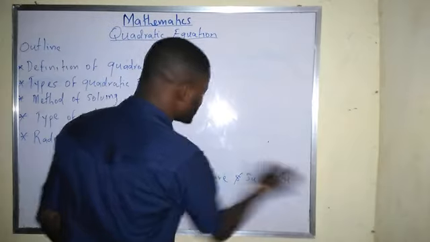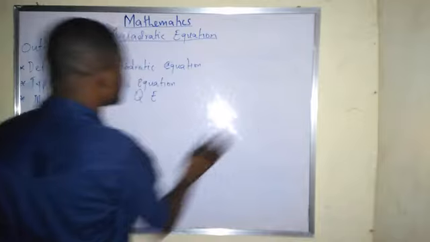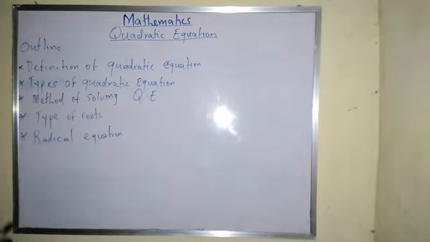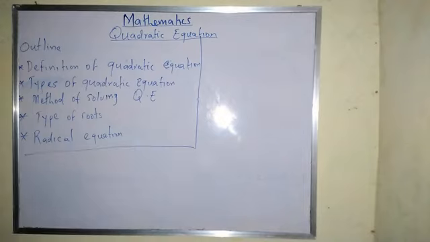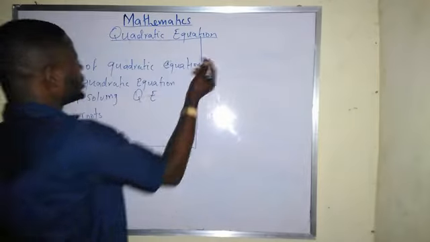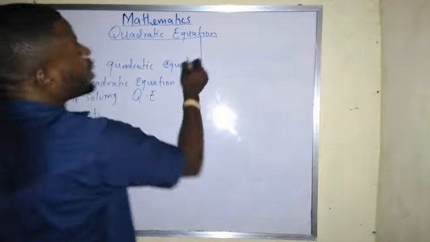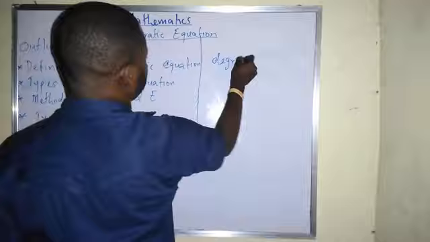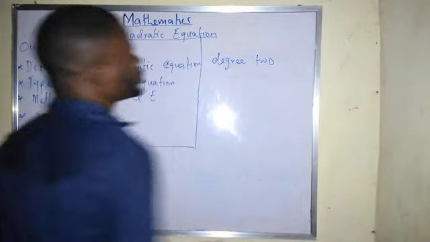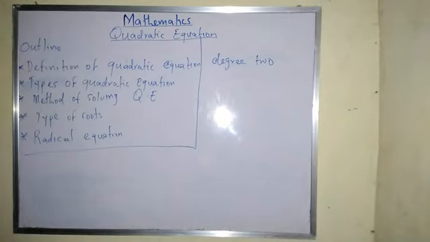Now, let me start from quadratic equation. I'll be moving on to the outline one by one. Okay, these are the outline, my focus in this video. When we talk about quadratic equation, it means degree 2. Please just note that it's always in degree 2.